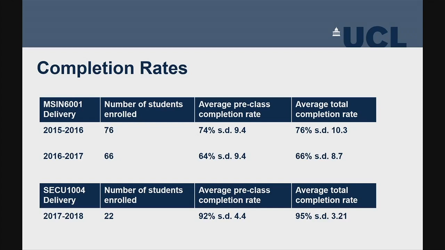So another course that Matt actually used this whole method with is in security and crime science, and they had very, very good completion rates. They had much lower numbers of students, there were only 22, but 92% actually completed the pre-task activities and 95% by the end of the course.